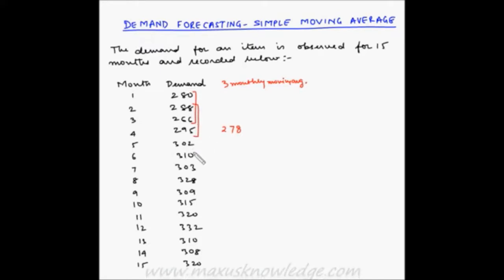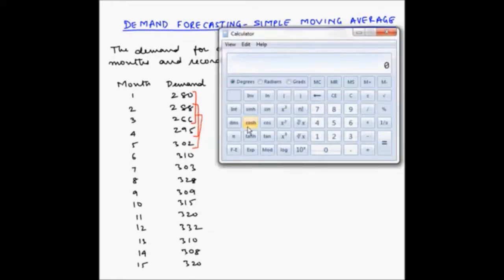Similarly, when we have to forecast for the 6th month, we'll drop the oldest demand and replace it with the latest demand. So for the 6th month, we'll take the last 3 periods, which will be these 3 months. So now let's calculate the forecast for the 5th month. For the 5th month, we'll take 288 plus 266 plus 295 divided by 3, which is 283.